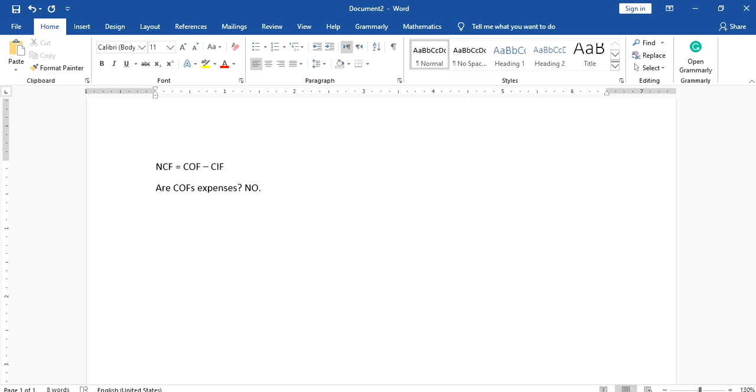And what about cash inflows? Are cash inflows revenues or earnings? The answer is no. They are not earnings. They are not revenues for the company. So they actually measure cash flows.